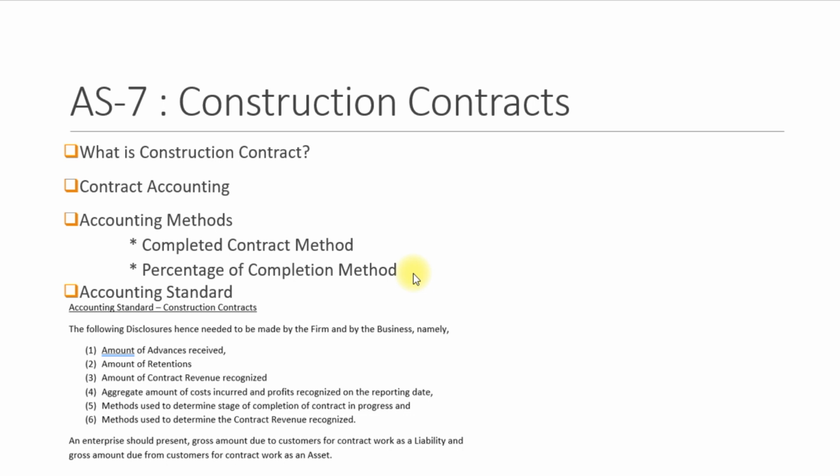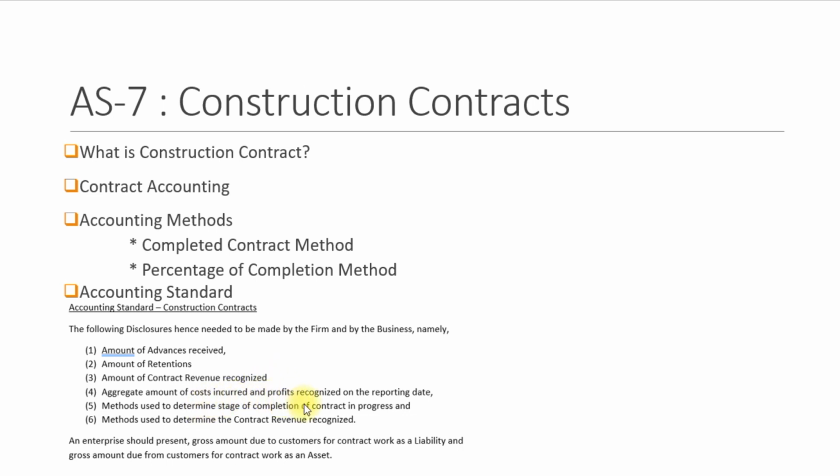Next, we will see what the accounting standard is in the case of construction contracts. In the case of construction contracts, the accounting standard says the following disclosures need to be made by the firm and by the business: the amount of advance received, and the amount of retentions. If there is any retention money paid to the contractor, that has to be disclosed. The amount of contract revenue recognized. So if there is any revenue which is collected, it needs to be recognized and also disclosed.